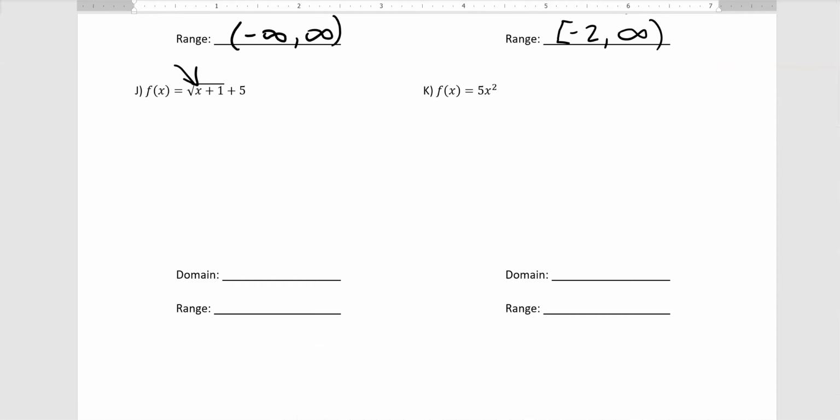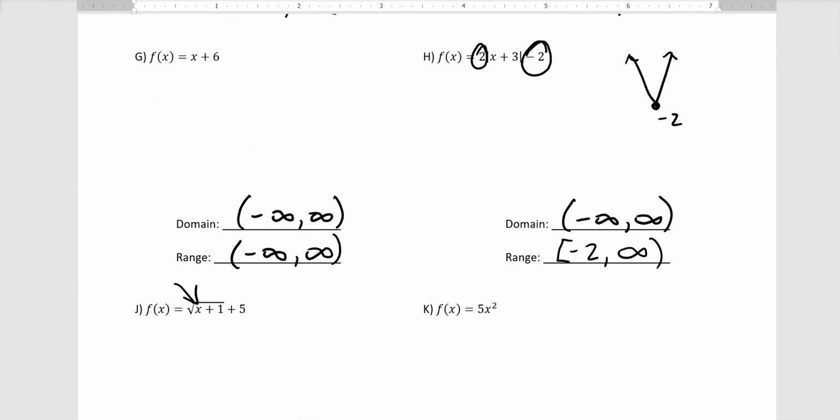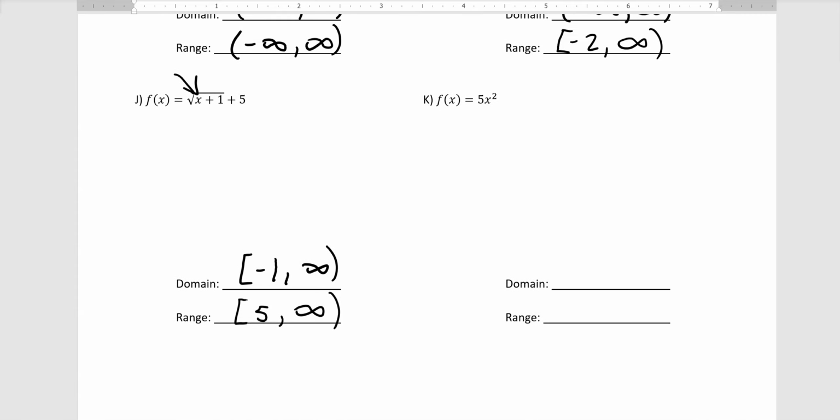So let's go ahead and write that here. So my domain, if we remember, was hard bracket -1 to infinity. My range was 5 to infinity. And, you know, if you need to graph these in order to do the domain and range, that's fine. Feel free to graph all of these, all right? It's great if we can identify it just by looking at the function, but we're going to practice that more throughout the unit. If for now you need to graph, do it. That's fine.